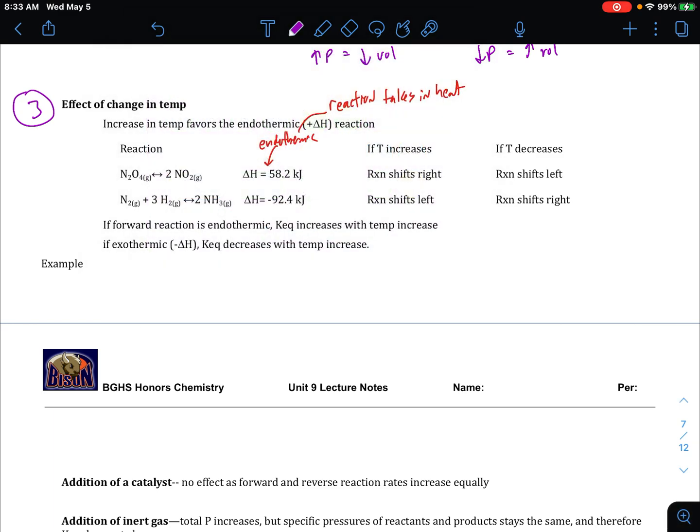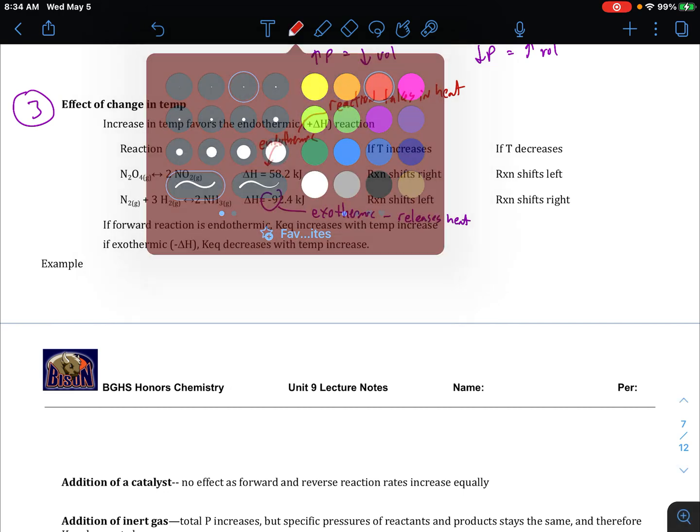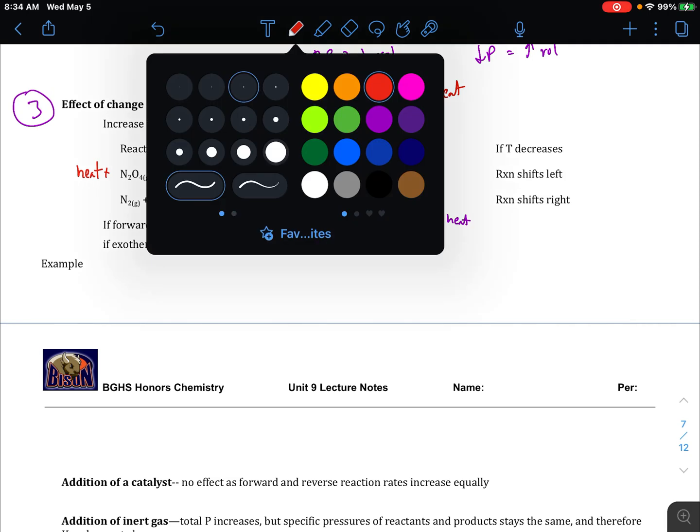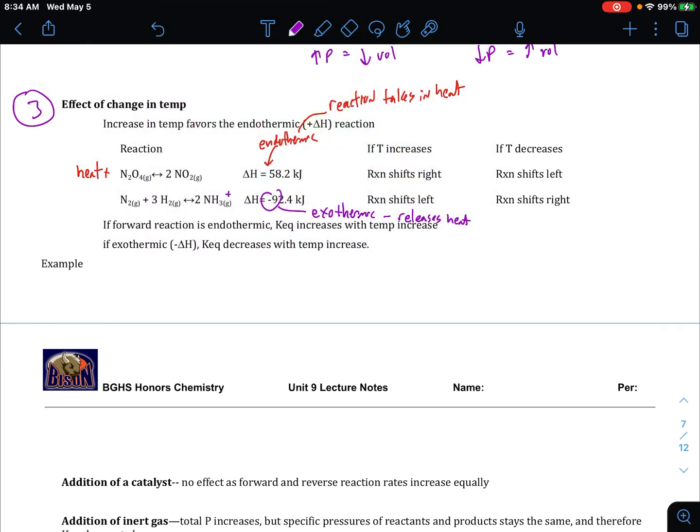If it was a negative value, like this one, this is what we call exothermic. And what exothermic means is the reaction releases heat. So from a practical aspect, what that means is endothermic reactions, if it takes in heat, heat is considered a reactant. So you can literally write the word heat on the reactant side. Exothermic reactions, since heat is released, heat is considered a product. So you could write heat on the product side.